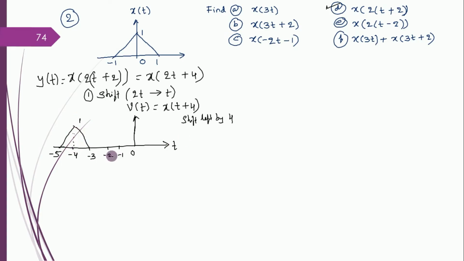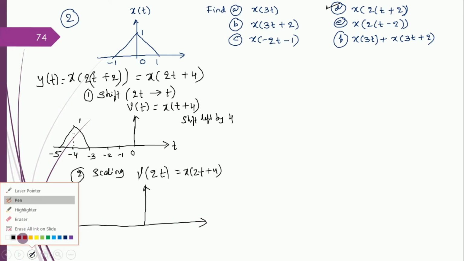Okay. So here I am having amplitude 1. So I draw it in this fashion. Okay, so this is the shifted version of the signal. We call it as intermediate signal v of t. Now the second operation that we are supposed to perform is scaling. For scaling, v of, bring back that original value, scaling factor, so 2t, which is nothing but x of 2t plus 4.